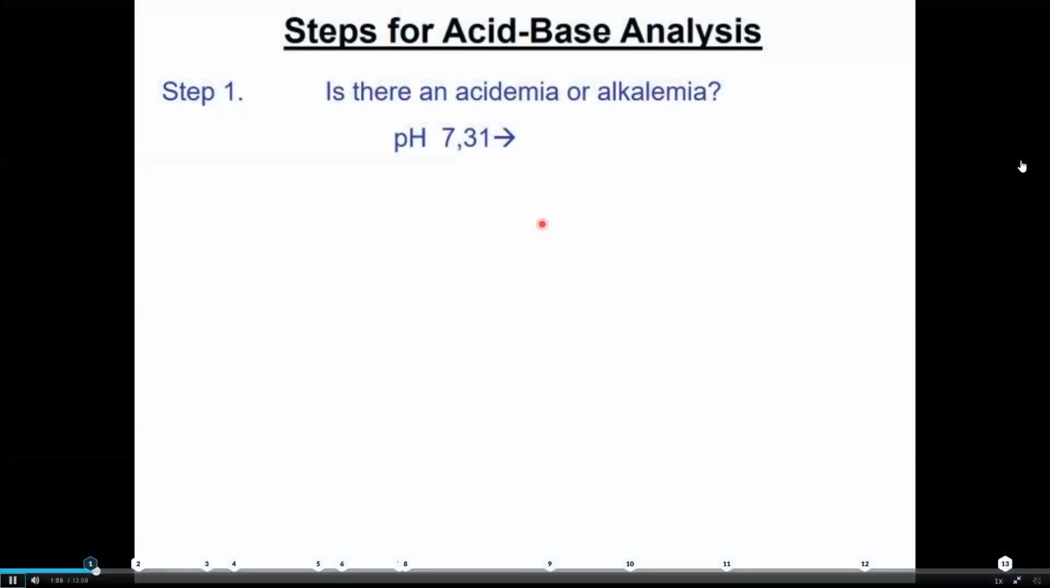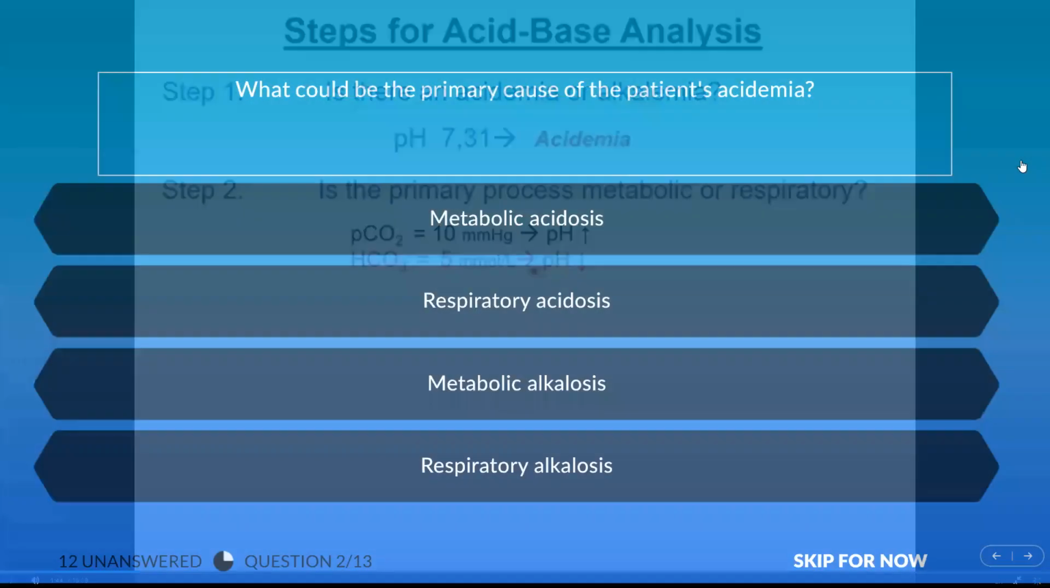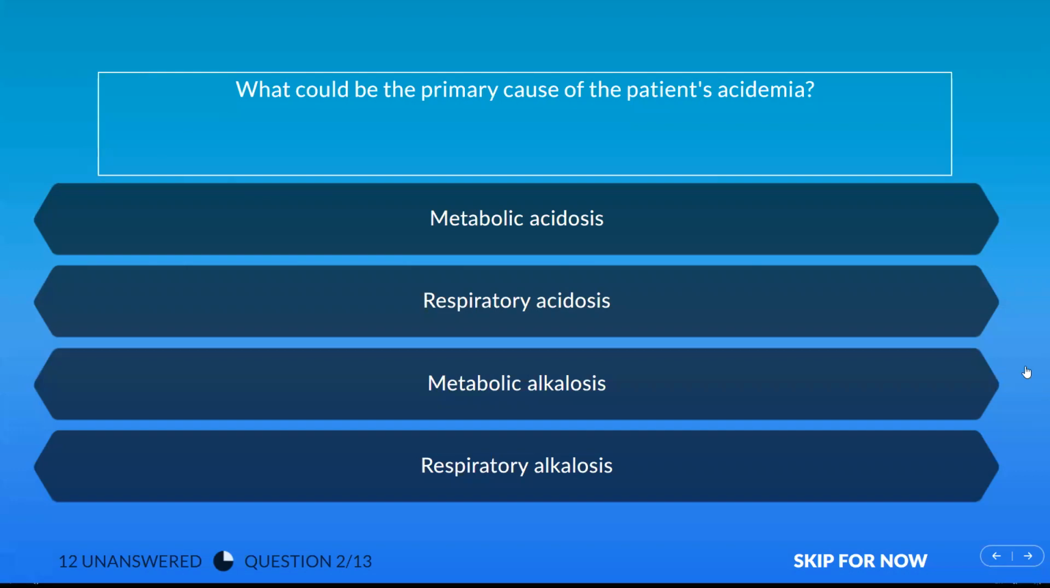Yes, we do have a lower pH. So this means this patient is suffering from an acidemia. The next step, to evaluate what the primary problem is, is whether it's metabolic or respiratory. We have to look at the PCO2 value and the bicarbonate value. As you see here, this patient has a PCO2 of 10 millimeters of mercury, while the bicarbonate is 5. What do you think the problem could be?